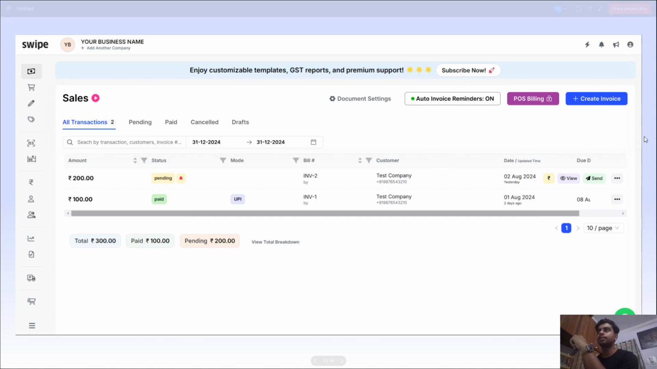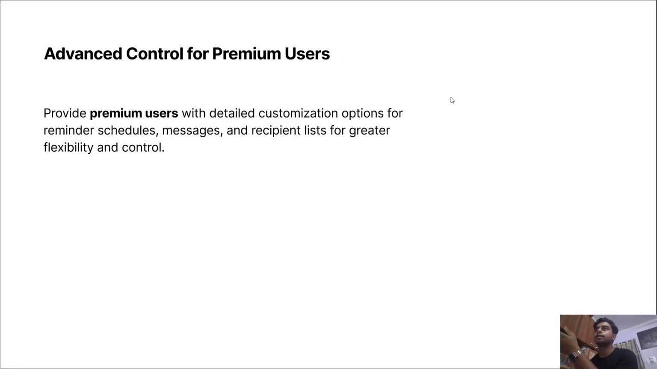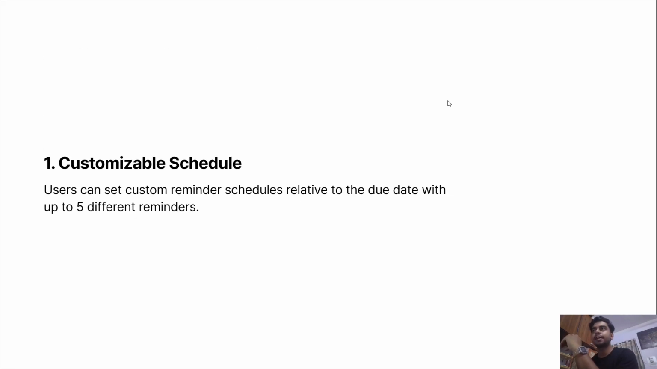This is the basic solution, but it lacks flexibility and customization, because there are only a few ways you can customize this. But for users who want to give their clients or customers a more personalized service, let's say for our premium users, we can add more customization options, which will enhance the overall experience of the automatic reminders. So let's go through them one by one. First is a customizable schedule. What customizable schedule means, as you can see in this presentation.